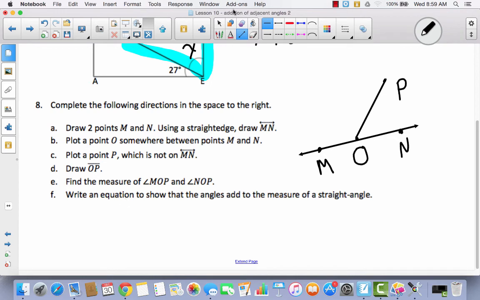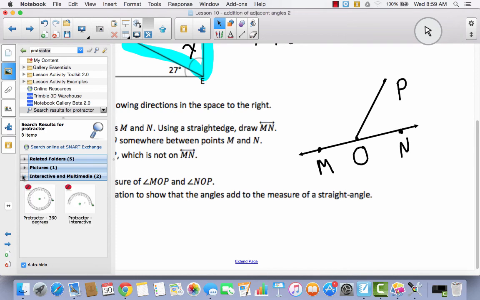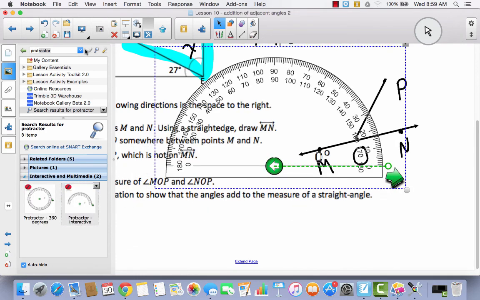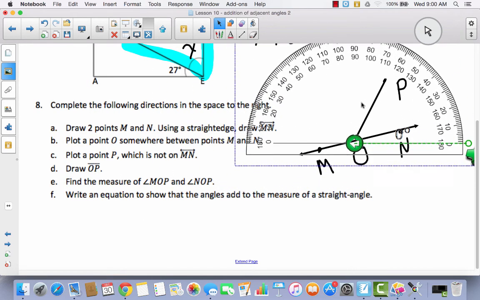Find the measure of MOP and NOP. Write an equation to show the angles add to the measure of a straight angle. Okay, so because I just drew these, I don't know what the measurement is of this. I will have to use a protractor, and you will too. So hopefully you went to get a protractor. If you got stuck on that part and you didn't know what to do there, you're going to need a protractor. Yours is going to be different than mine because obviously you drew yours and I drew mine, and they're not going to be exactly the same. So you need to keep that in mind whenever you're measuring yours.